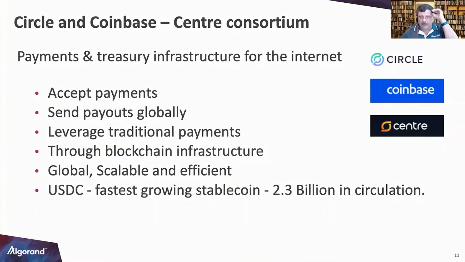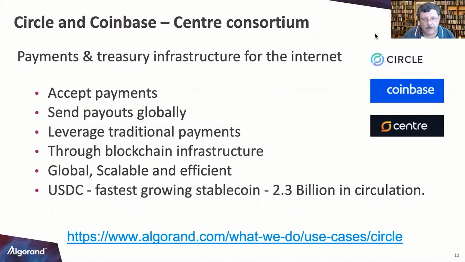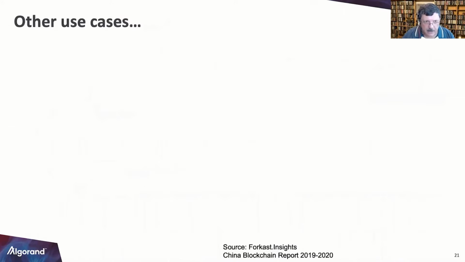So that really has been welcomed with open arms. Now you can start doing transactions on the internet with the same kind of thought process in mind that you have doing regular USD transactions. And there's a good number in circulation, 2.3 billion in circulation. Again, another great use case. You can take a look at that up on our use cases site on Algorand.